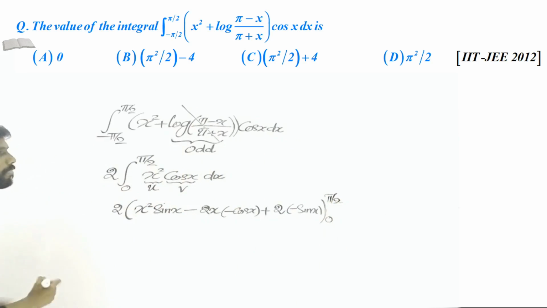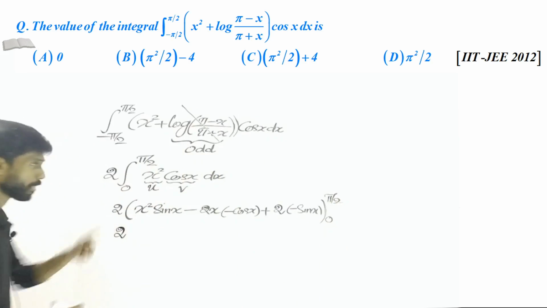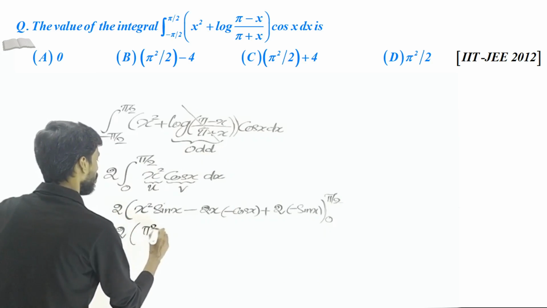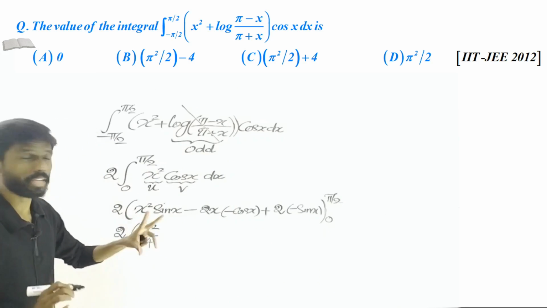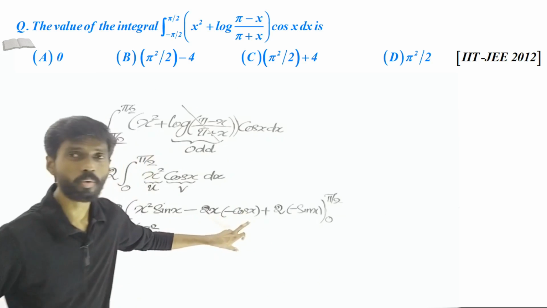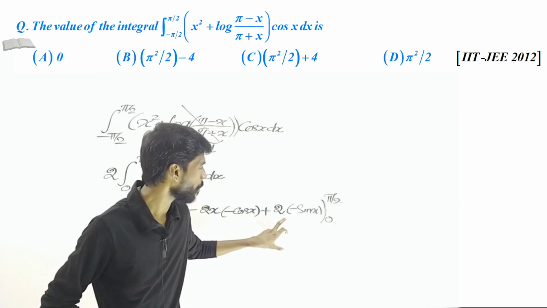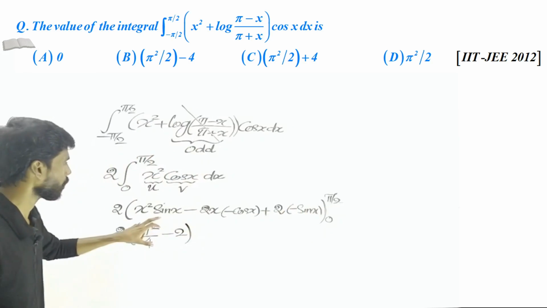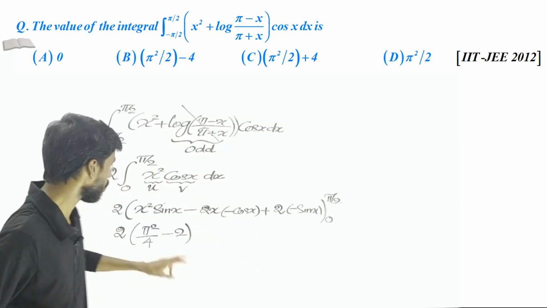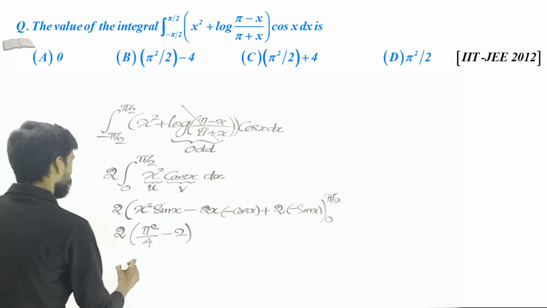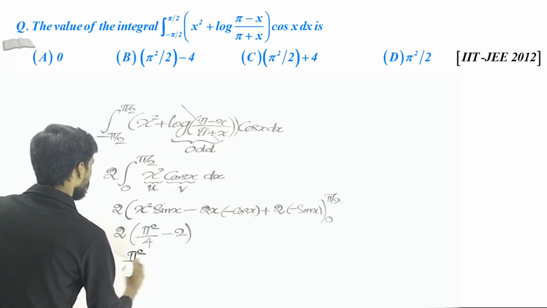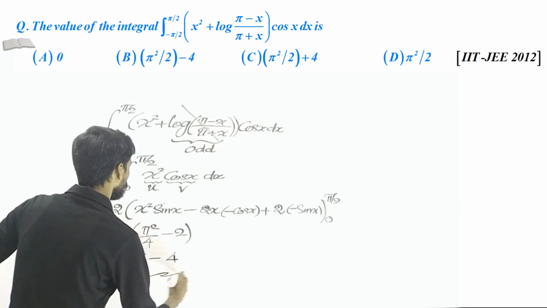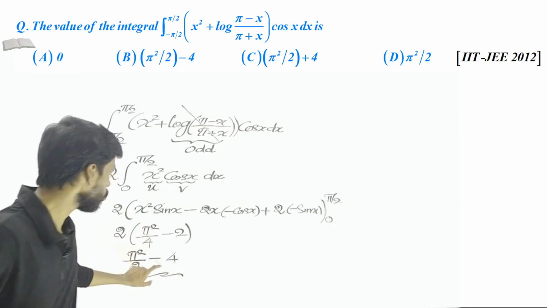So let us substitute the limits. We get 2 multiplied by, substituting the upper limit, pi square by 4 times sin pi by 2, that is 1, minus, here if we substitute pi by 2 we get 0 since cos pi by 2 is 0, and minus 2 sin pi by 2, which is 1, so minus 2. Then if we substitute 0, these values will become 0. So this is the required answer. 2 multiplied by pi square by 4 is pi square by 2, minus 2 multiplied by 2, so that is 4. So the required answer is pi square by 2 minus 4, right?